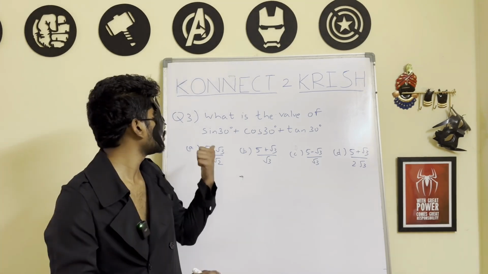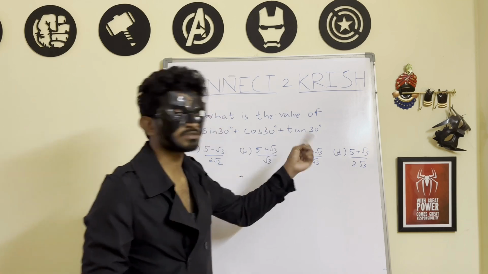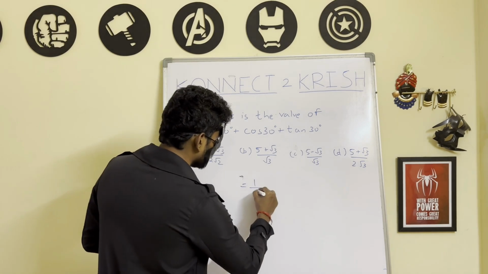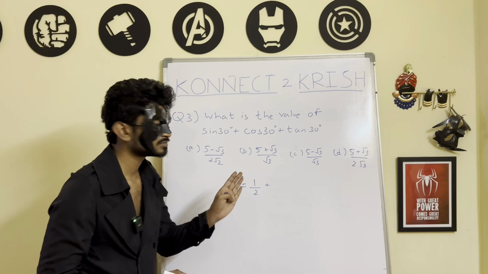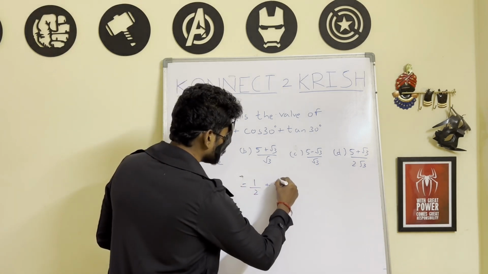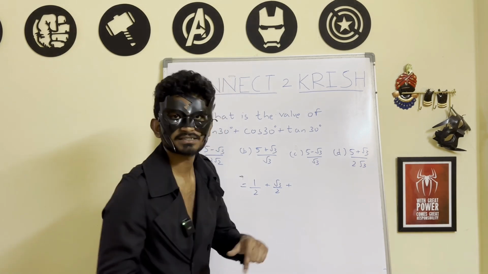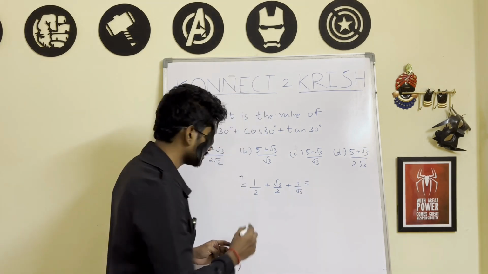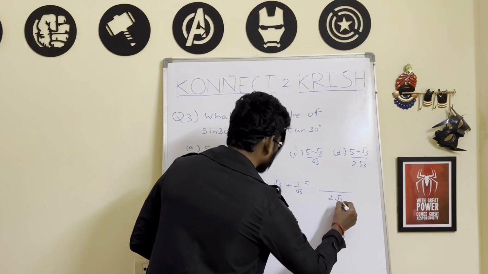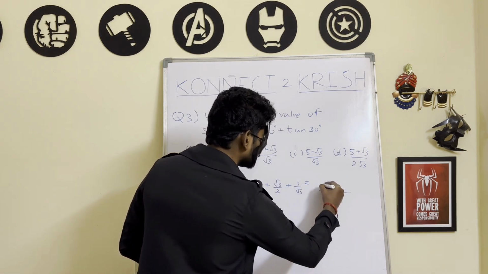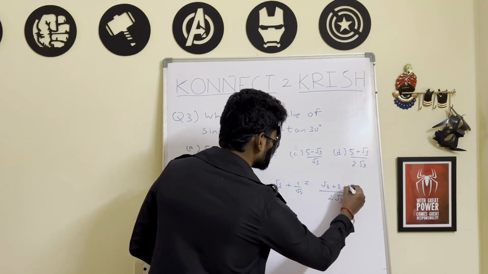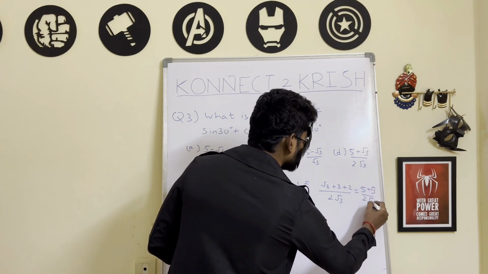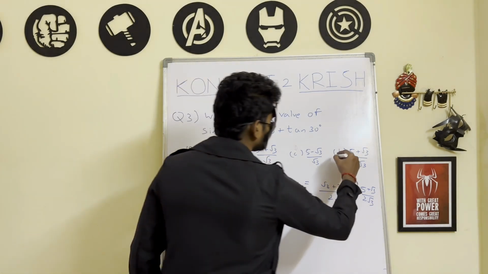The next question is, what is the value of sin 30 plus cos 30 degrees plus tan 30 degrees? So this is also an easy question. Sin 30 is nothing but 1 by 2. Cos 30 is nothing but root 3 by 2. Plus tan 30 is nothing but 1 by root 3. So the LCM of this will be 2 root 3. So here you will multiply it by root 3, plus 3, plus 2, is nothing but (5 plus root 3) by 2 root 3. Again an easy question. So option D is right.